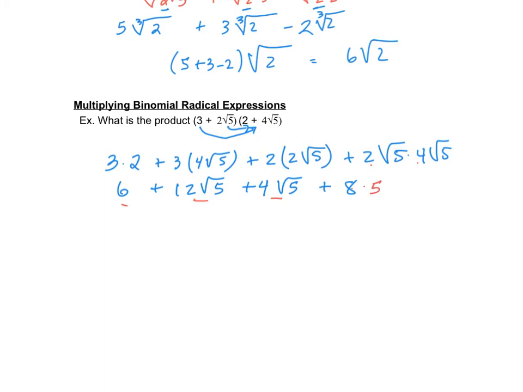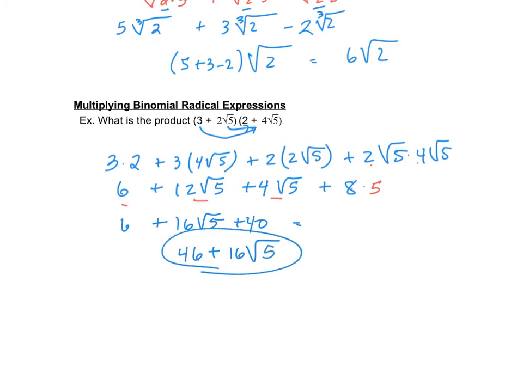Let's go ahead and simplify one more time. 16 square root of 5 plus 40, and combining like terms, all of that is going to be 46 plus 16 square root of 5. There we go. And that is multiplied and simplified.